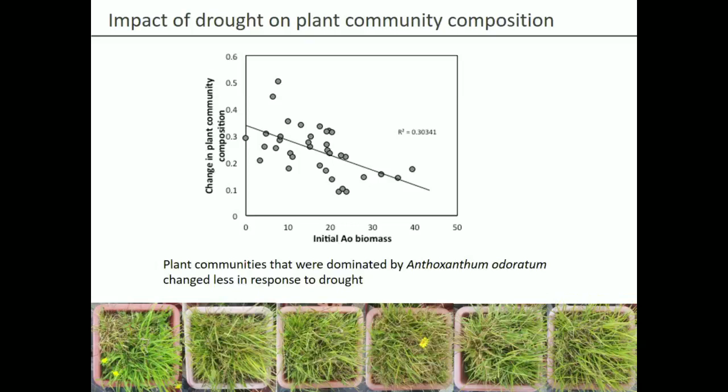So interestingly, the change in plant community composition was actually highest when there wasn't any initial anthoxanthin present. So initially, when there was a high anthoxanthin biomass, so the slow-growing grass, these communities were really resistant to the effects of drought. Okay, so now I'm going to go below ground.